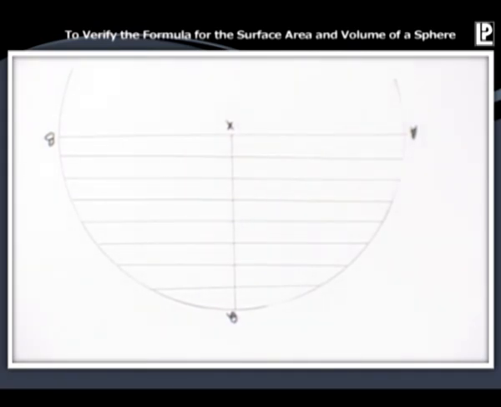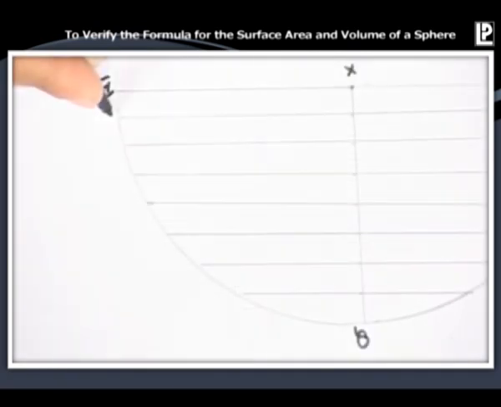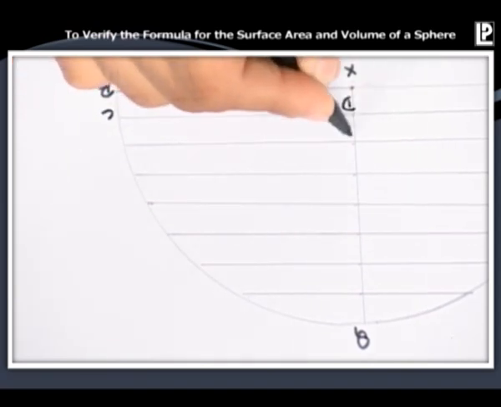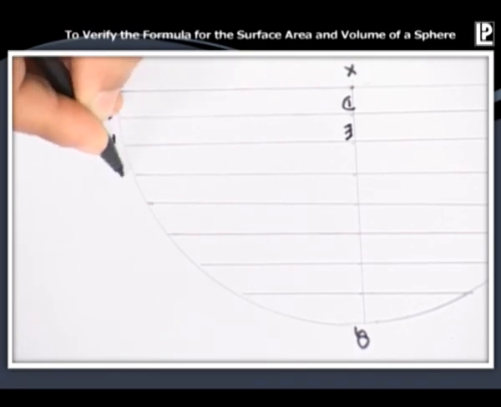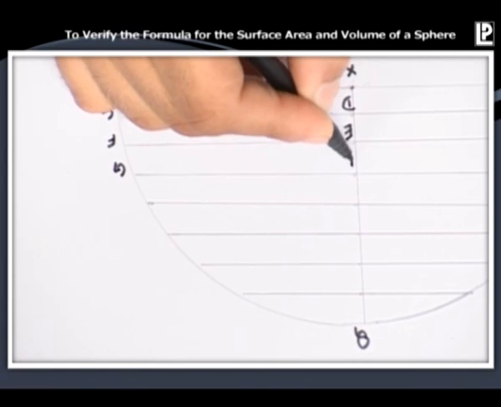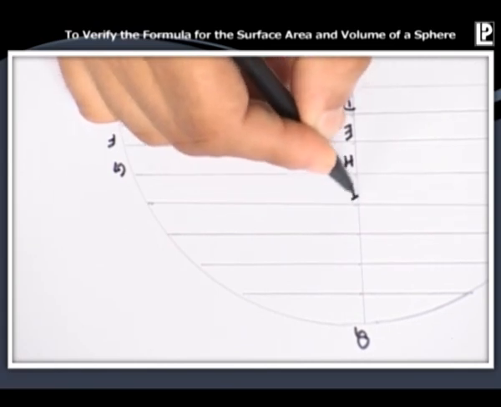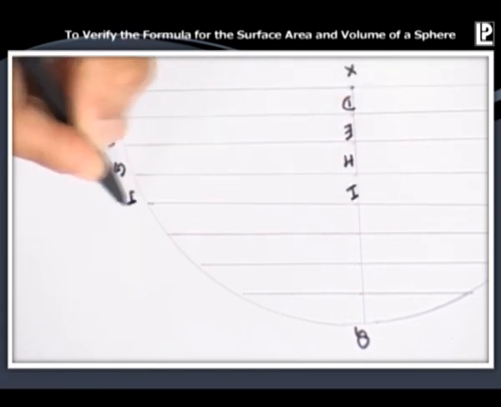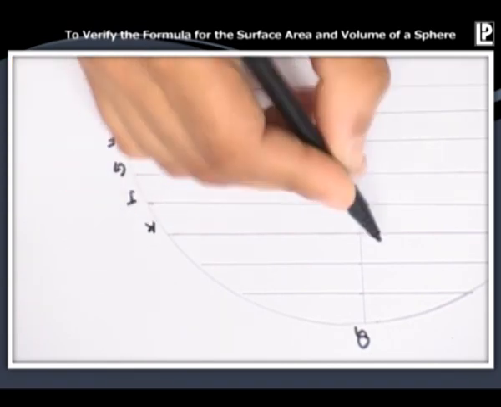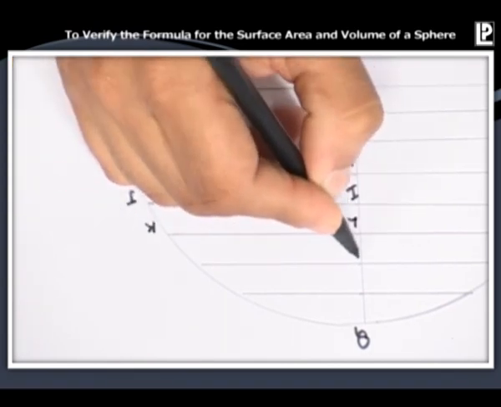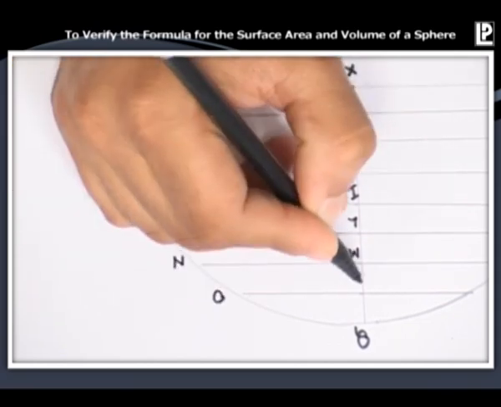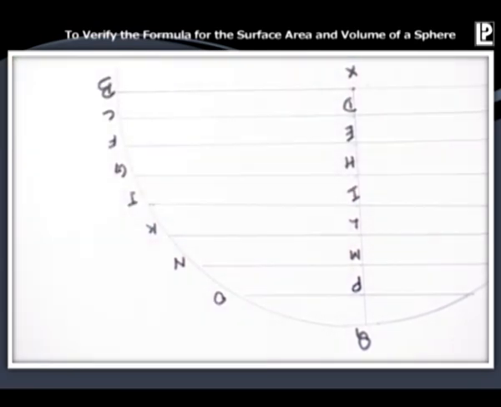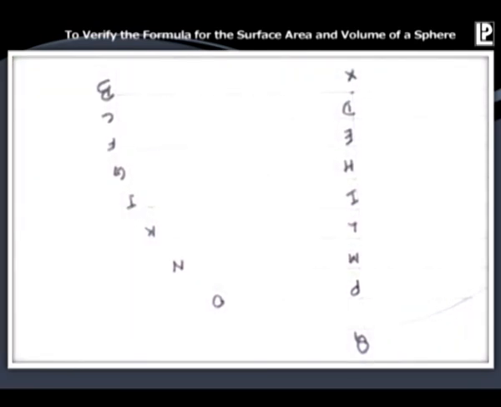Let's name the strips starting from the vertical line XQ. Strip 1 is XBCD. Strip 2 is CDEF. Strip 3 is EFGH. The fourth strip is GHIJ. The fifth strip is IJKL. The sixth one is KLMN. And the seventh strip is MNOP. And the last strip is OPQ.